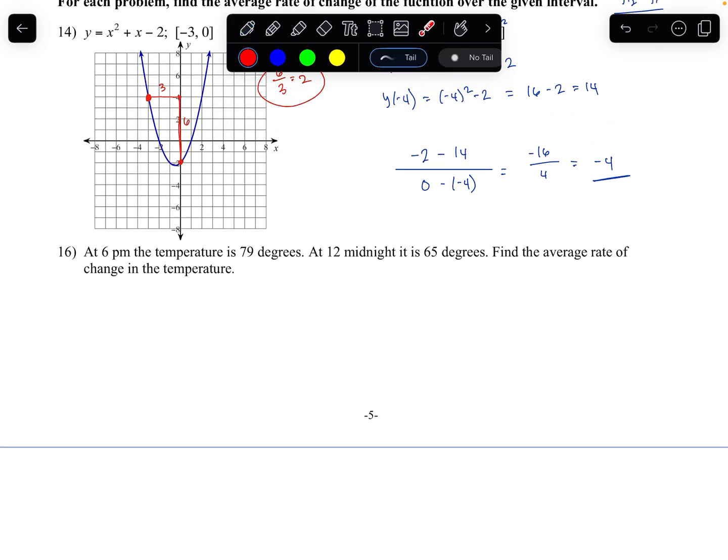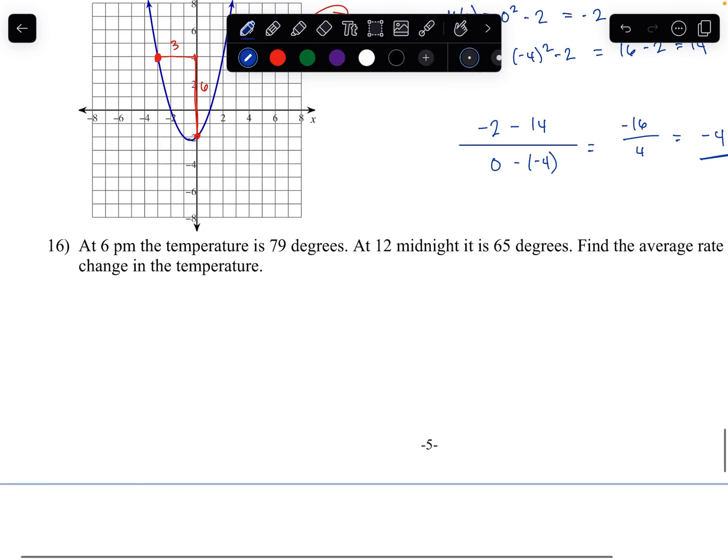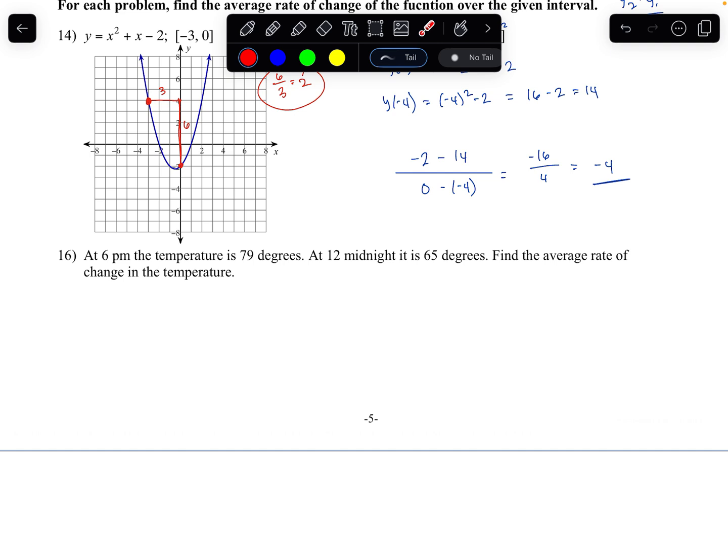For 16, at 6 p.m., the temperature is 79 degrees. At 12 midnight, it is 65 degrees. You don't really need to use any formula here. If I understand that from 6 to 12, that's a 6-hour change, right? And I went from 79 degrees to 65 degrees. So how much did I change? I'm trying to figure out each hour how much the temperature changed by. So from 79 to 65, what's the change in the degrees there?